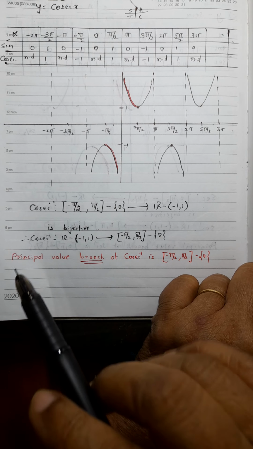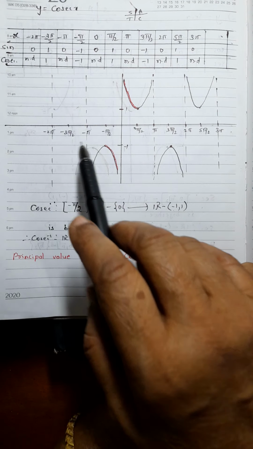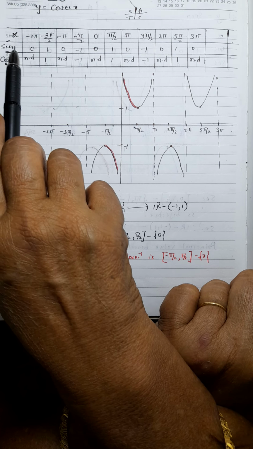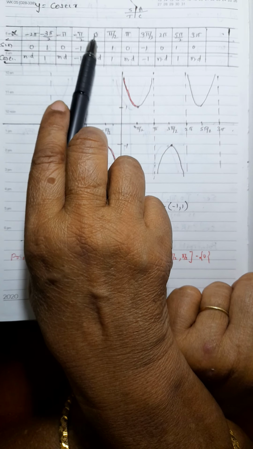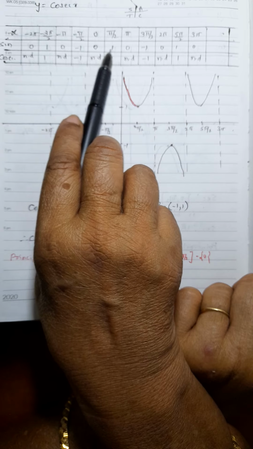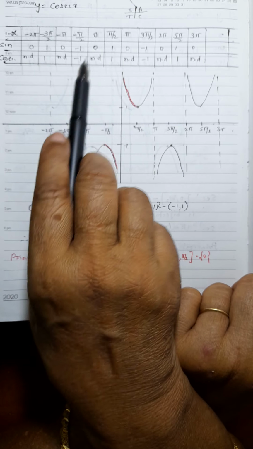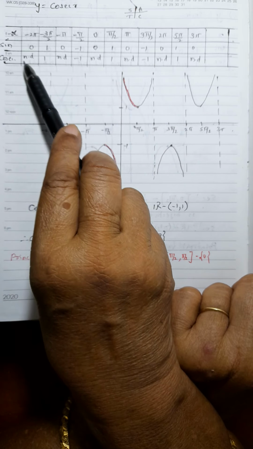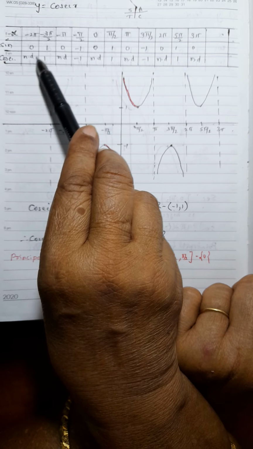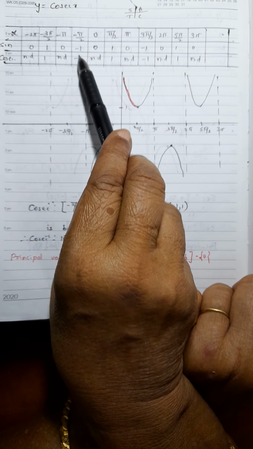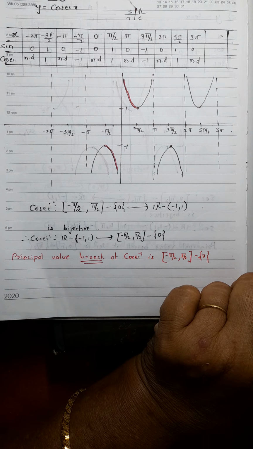Now I will draw the graph of cosec x. For cosec x, I will write the values of sine here. Sine 0 is 0, sine pi by 2 is 1. As you know, alternate zeros, alternate plus 1, minus 1. Cosec is the reciprocal of that. Reciprocal of 0 is not defined. Reciprocal of 1 is 1. Reciprocal of minus 1 is minus 1.